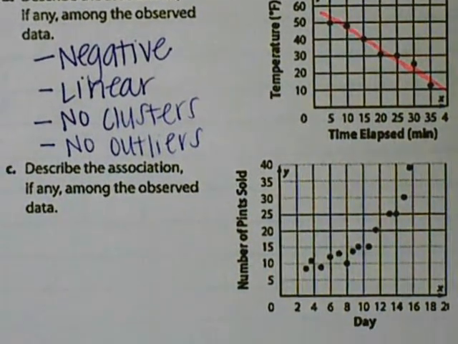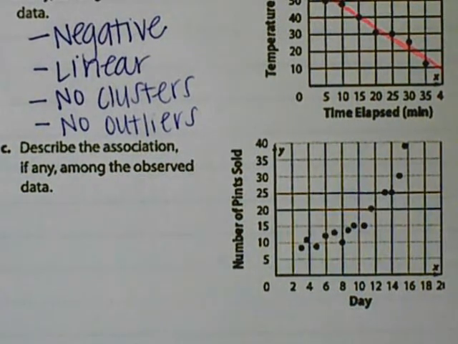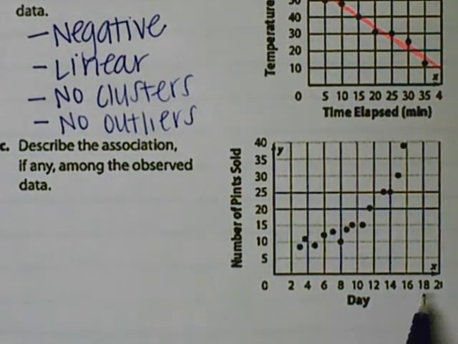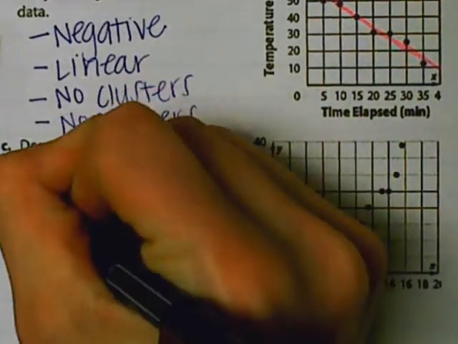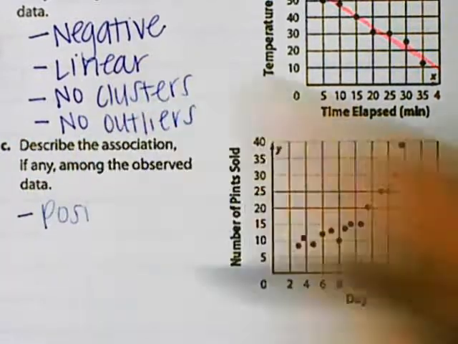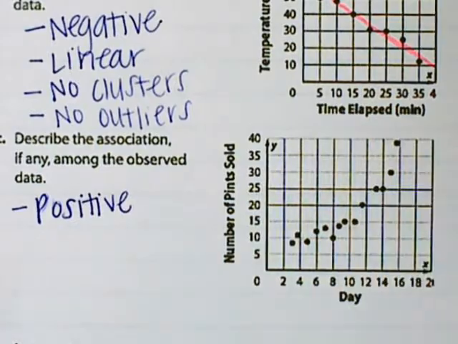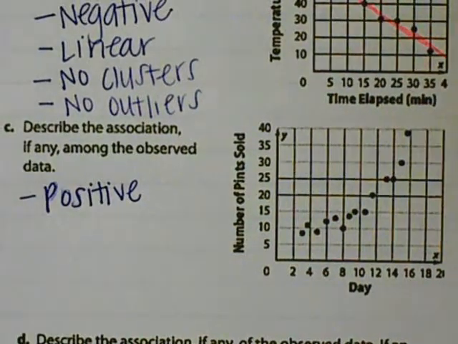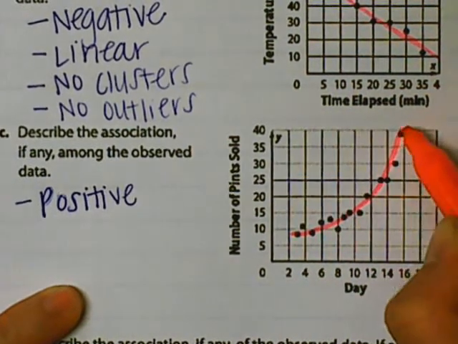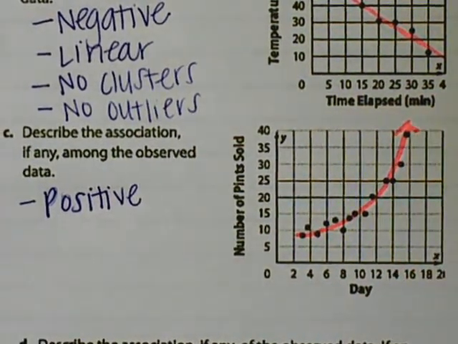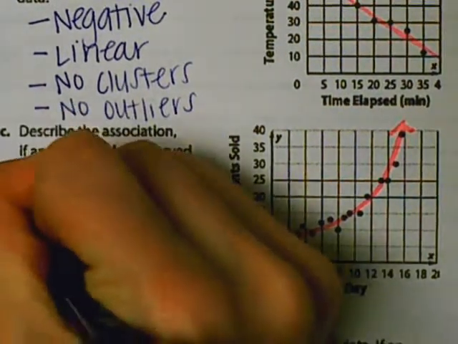On example C, it says, describe the association, if any, among the observed data. And so we have a new scatter plot. As our X values increase, our Y values seem to increase. We would say this is a positive association. If I were to try to draw a line through the points and follow the points, that is not a straight line, so we would say this is nonlinear.